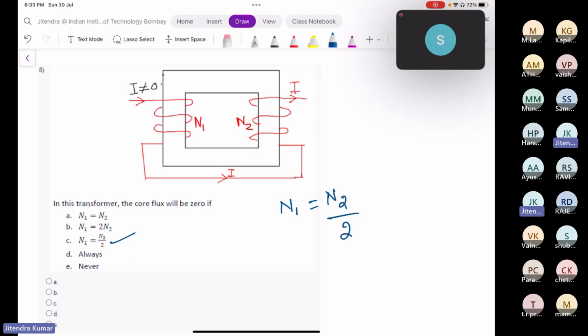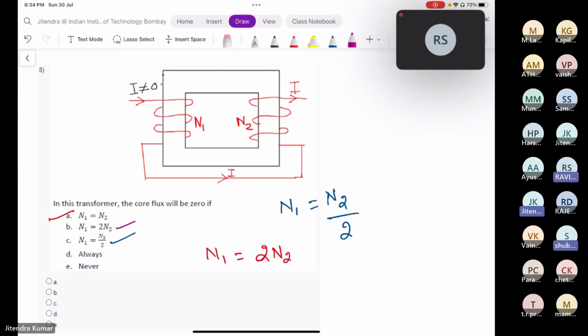Does anyone disagree with him? Option number A, sir. Another. Any other option anyone has in their mind? B. N1 is equal to 2 N2. Okay, so we have got 3 options. Now, three of you, could you please justify your answer? Why did you choose A, B, or C?